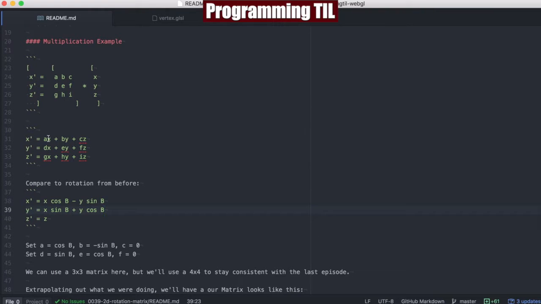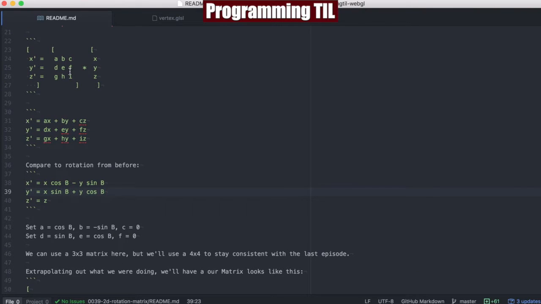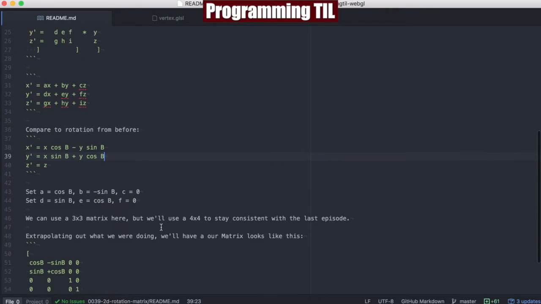So you can see in this equation, if we substitute a as cosine b, we substitute b as negative sine b, and then c to 0, we'll have the exact formula we need here. And you can do a similar thing for d, e, and f to get this formula. And you can do a 3 by 3 for what we needed, but to make it consistent with what we're doing in the translation matrix, where it's a 4 by 4, we'll do a 4 by 4 here as well.